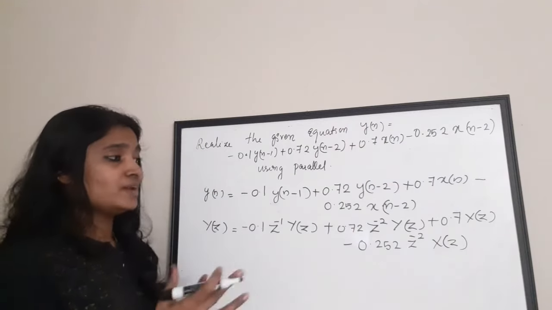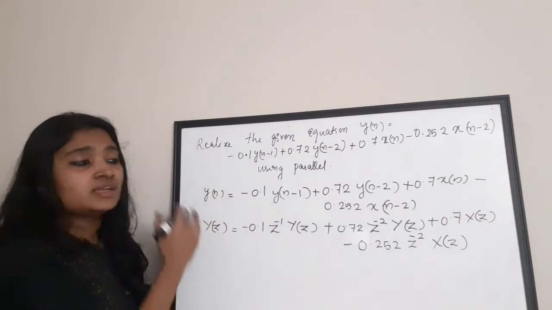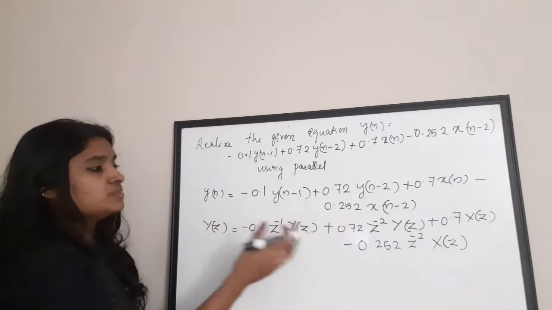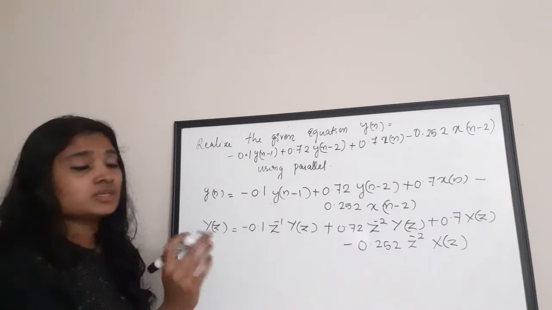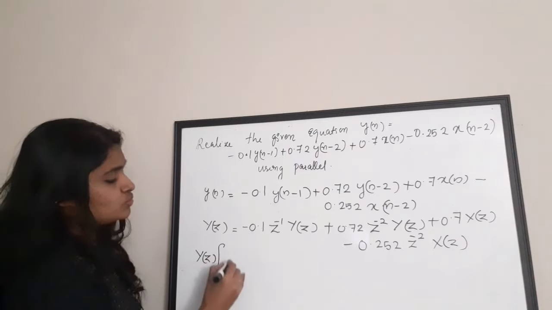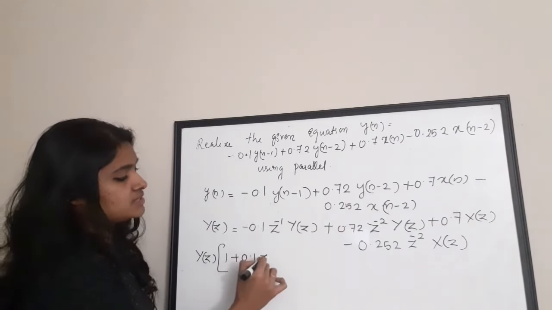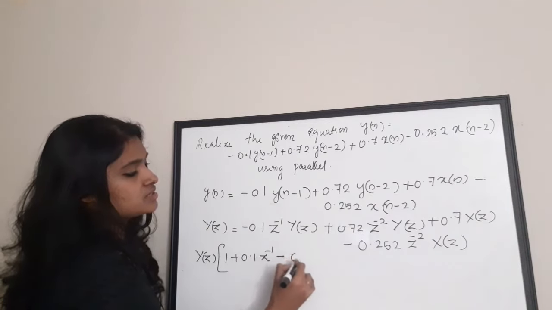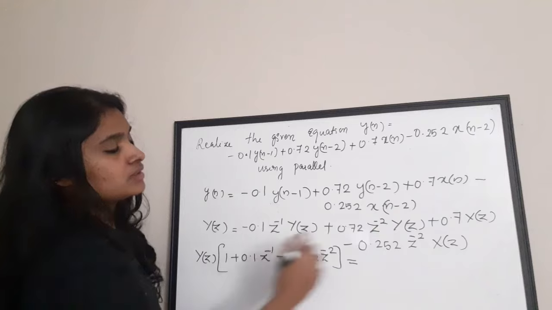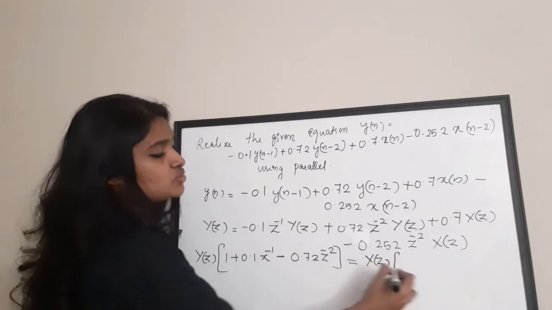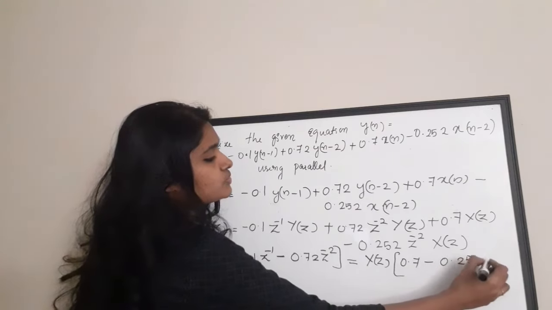Now we need to form the format Y of z by X of z, to write it in the H of z format, or the transfer function. So take all the Y of z terms to this side and keep all the X of z terms on the other side. Taking the common Y of z and X of z: Y of z into 1 minus 0.1 z raised to minus 1 will be plus 0.1 z raised to minus 1, minus 0.72 z raised to minus 2, is equal to X of z into 0.7 minus 0.252 z raised to minus 2.